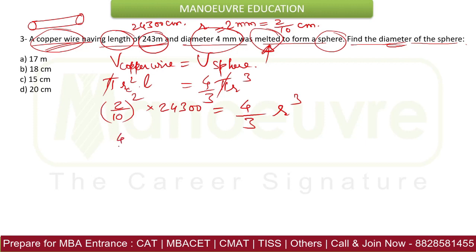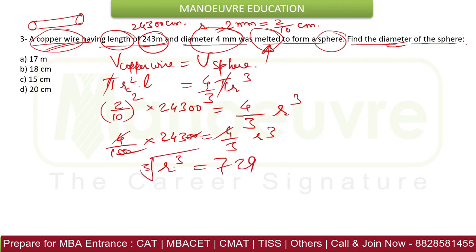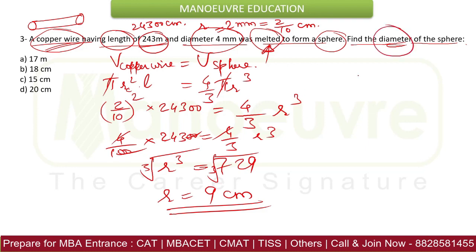So this will be 4 by 100 into 243 is equal to 4 by 3 r cube. This 4 will get cancelled out, so this 243 into 3, so r cube will have the value 729. Now taking cube root of both sides, we get r is equal to 9, and that is in terms of centimeter. So radius of sphere is 9 centimeter, so diameter will be twice the radius, so that will be 18 centimeter. Hence option B will be the answer over here.